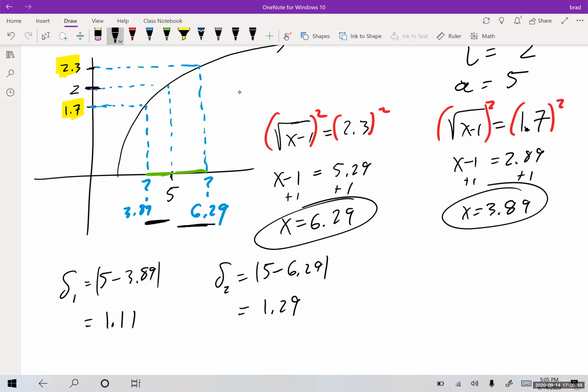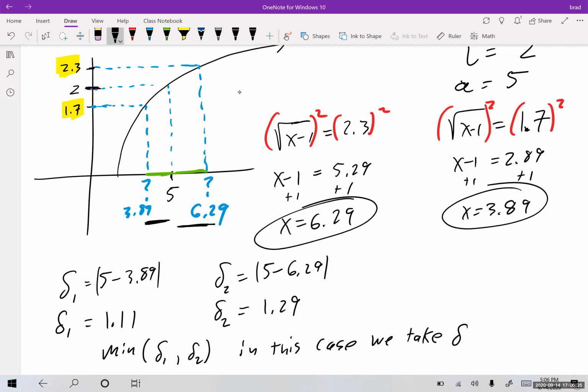So I have two deltas. I have delta 1 and I have delta 2, okay? So when you're dealing with this situation, you always take the minimum delta, the minimum of delta 1, comma, delta 2. So in this case, we take delta 1, which equals 1.11, because that is actually closer to 5 on the x-axis.